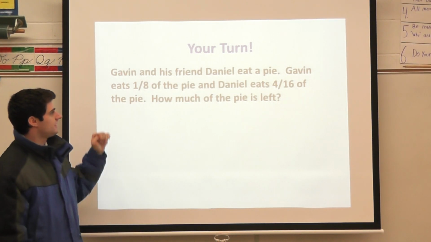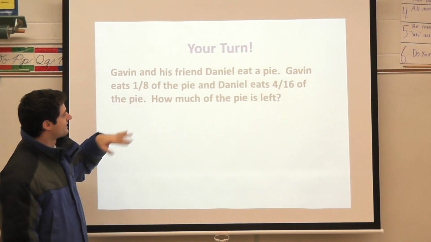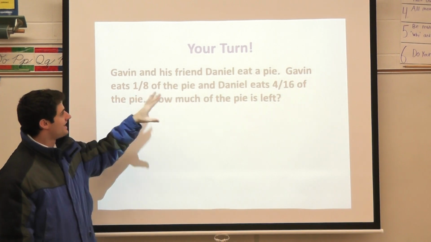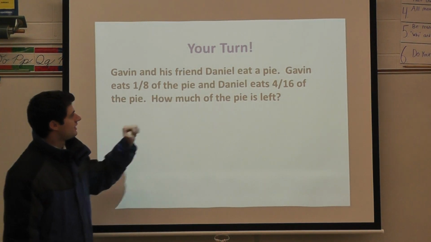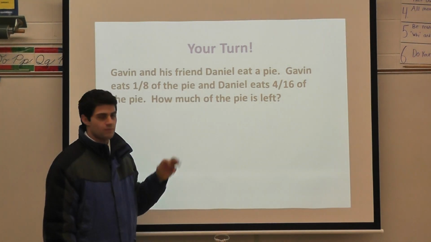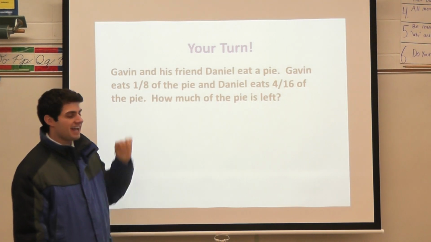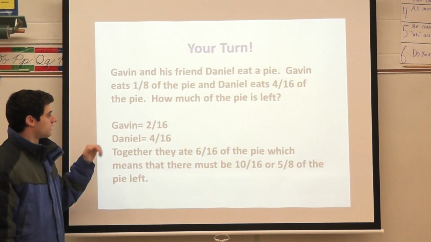Okay, in this problem, again, I'm going to look at my denominators. I see 8ths and I see 16ths, so I know that I can find the common denominator between 8 and 16. I know that Gavin eats 1/8 and Daniel eats 4/16, and I'm trying to find how much of the pie is left. So I need to subtract the amount they ate from the total to figure out what is left.